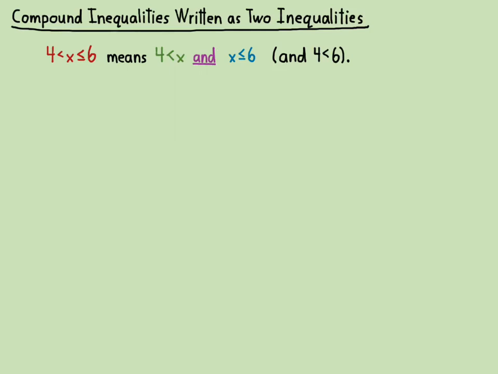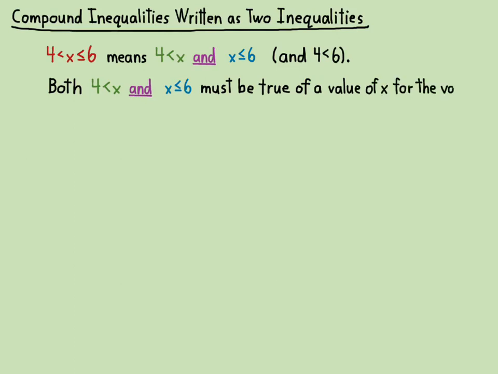And parenthetically, 4 is less than 6, it says as well, but we don't have to worry about that much. So this means that both x is bigger than 4 and x is less than or equal to 6 must be true of a value of x for the value to be in the solution set of the compound inequality, 4 less than x less than or equal to 6. Okay?